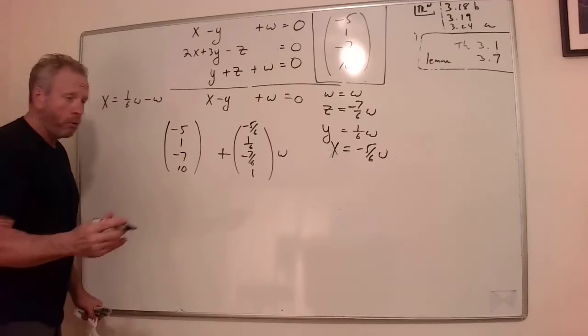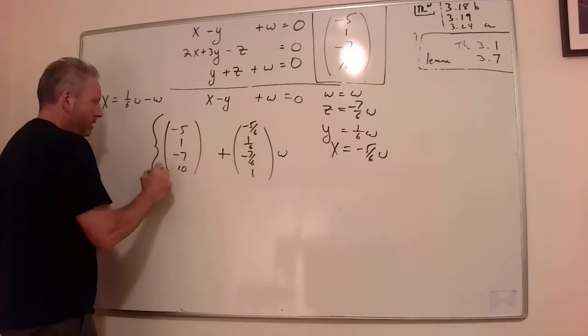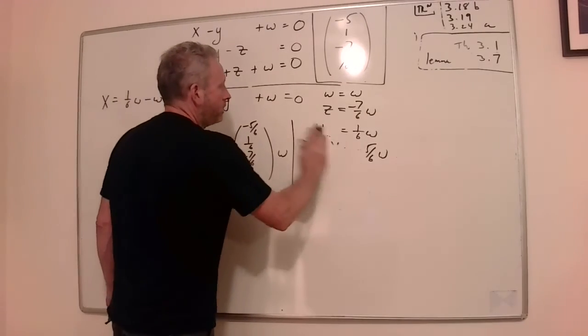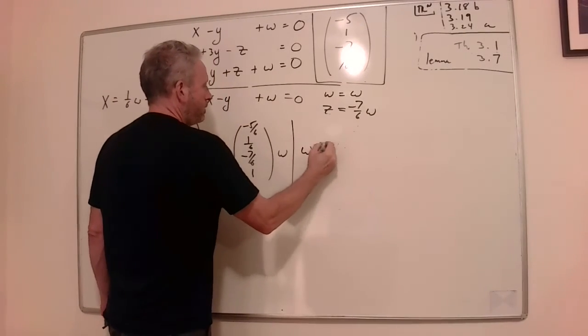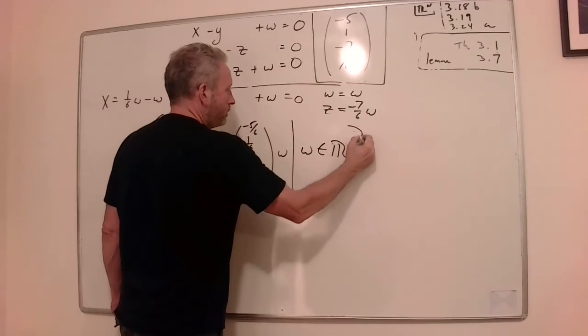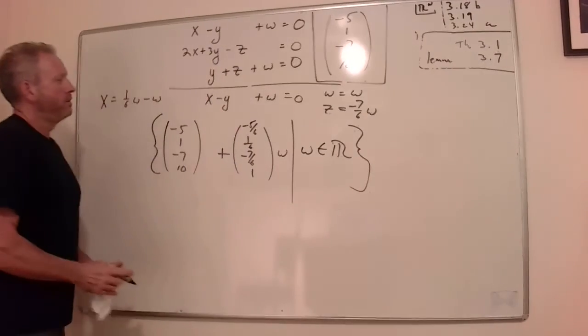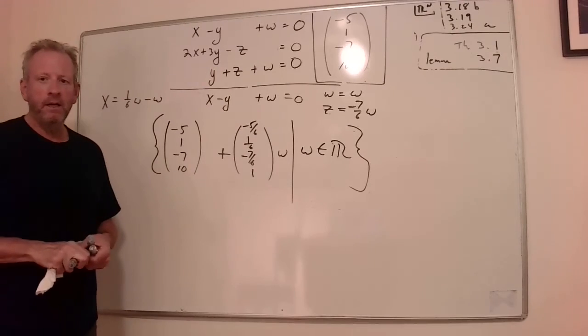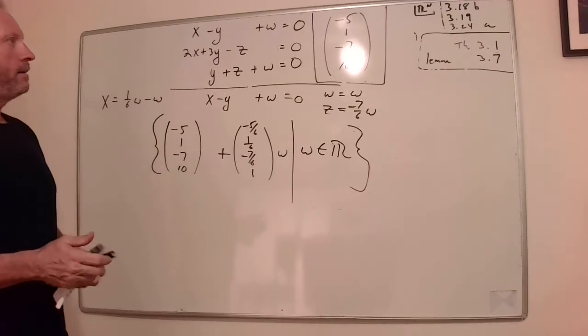If we want to be more formal about it, we can write it in set builder notation. This w is a real number. It's an element of the real numbers. So that's the hyper uber fancy way of writing it.